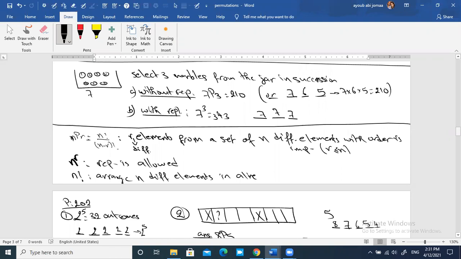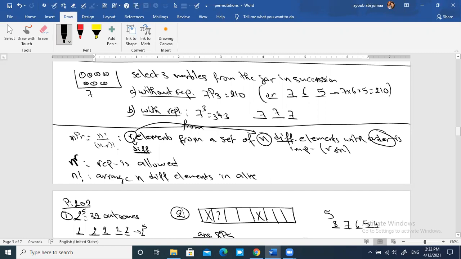The idea is that I have a set of n elements, and you are going to select some number r of elements from these n elements. But we have conditions: the elements are different and the order is important. I'm emphasizing the word order because next year it will be the same statement but order is not important, which changes it from permutation to combination. So this is the idea of nPr.